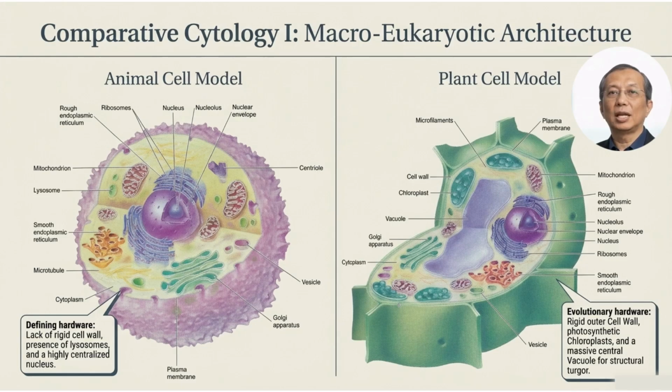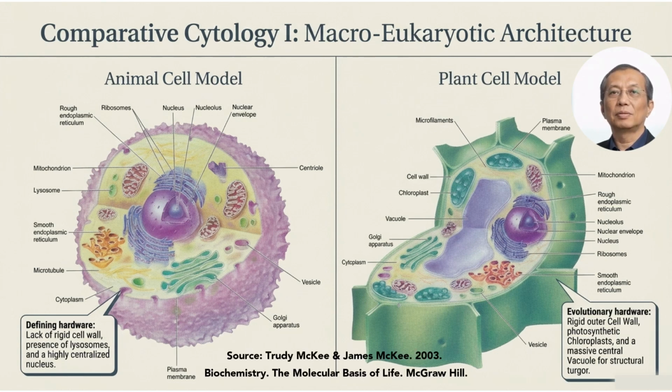To further appreciate eukaryotic diversity, let's engage in comparative cytology, starting with macroeukaryotic architecture. When comparing animal and plant cell models, key differences emerge. The animal cell is defined by the lack of a rigid cell wall, the presence of lysosomes, and a highly centralized nucleus. In contrast, the plant cell possesses a rigid outer cell wall, photosynthetic chloroplasts, and a massive central vacuole, crucial for structural turgor. These evolutionary hardware differences reflect their distinct ecological roles and adaptations.